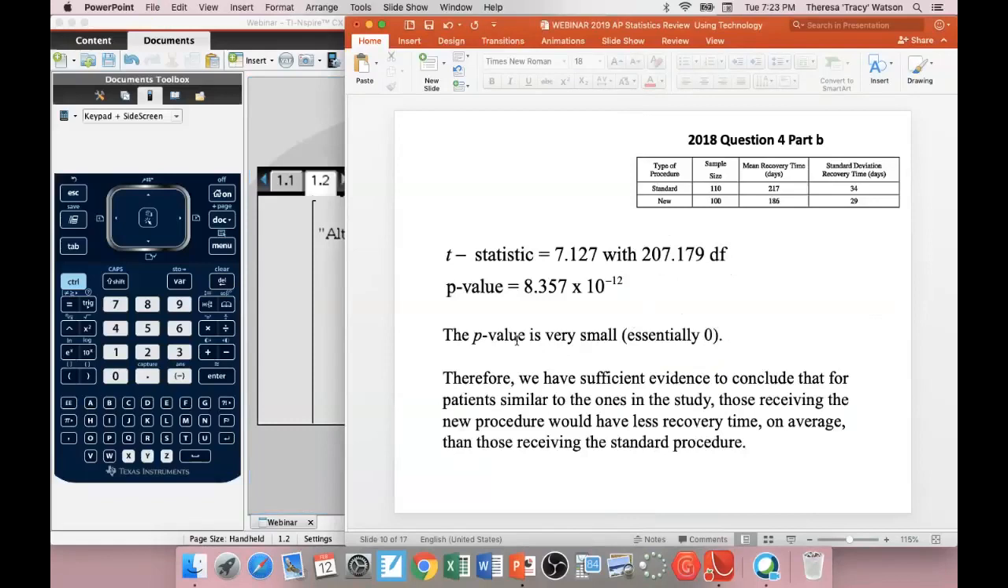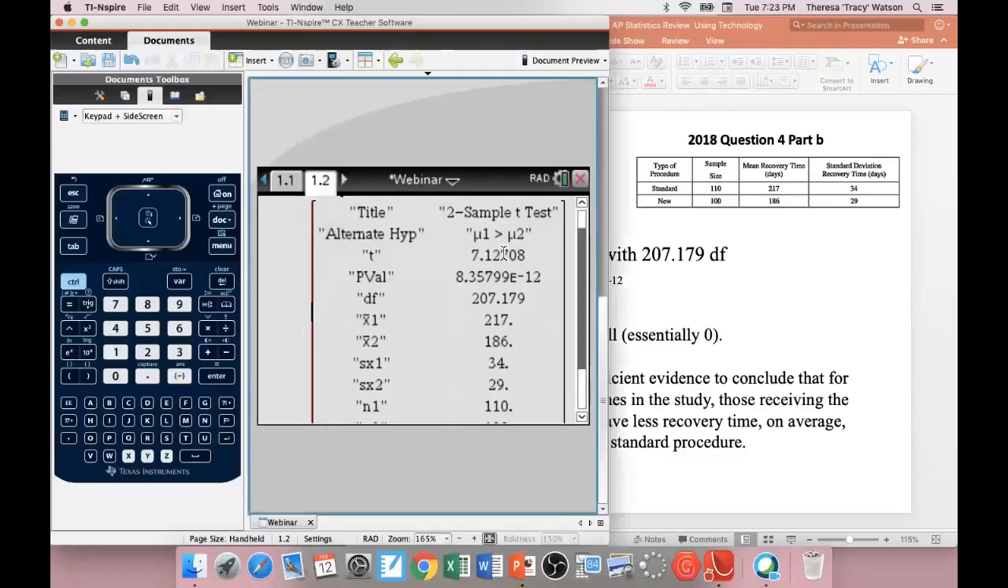And then, of course, we even put the conclusion on here to make sure that they conclude in context of the problem. Now, this is not the layout that I do for my students, but this is the items that I get off of the calculator. So once I run the test, I have all those numbers, and the students know where to put them.